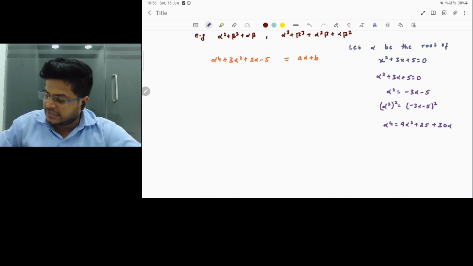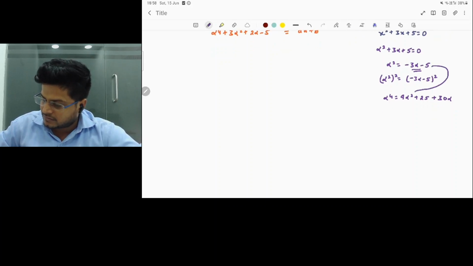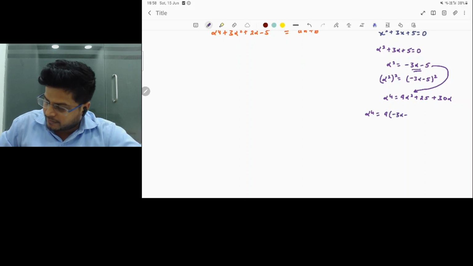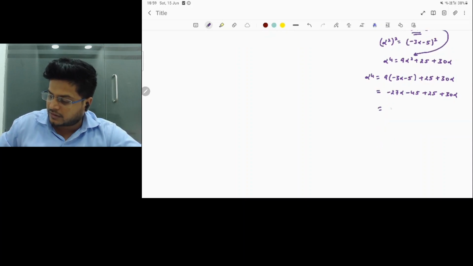Now again you can see alpha square can be written in terms of alpha, isn't it? So let us feed this value over here. So what is alpha power 4? It is 9 times minus 3 alpha minus 5 plus 25 and plus 30 alpha. So when you try to evaluate, it is minus 27 alpha minus 45 plus 25 and plus 30 alpha. When you further simplify this, what are you getting? 30 and 27 will compensate and give you 3 alpha, and minus 45 and 25 will give you negative of 20.